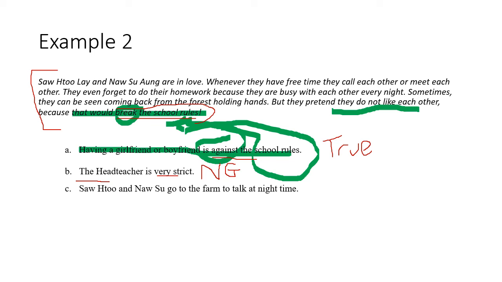C. Sotule and Nosuan go to the farm to talk at night time. Well, it says that they are busy with each other every night. Okay, nighttime. And it says they come back from the forest holding hands. But here it says the farm. And the farm and the forest are not the same idea. So C is false.